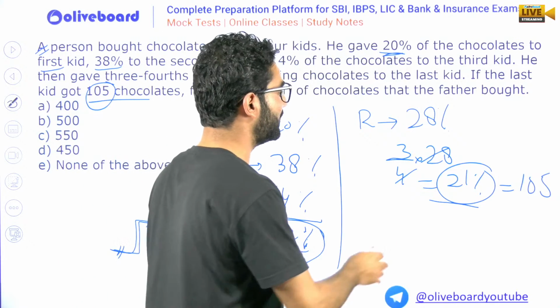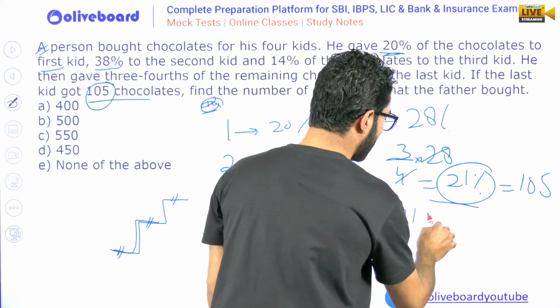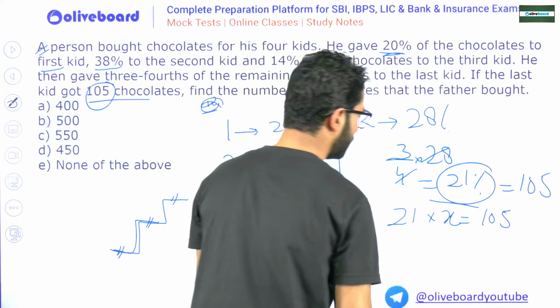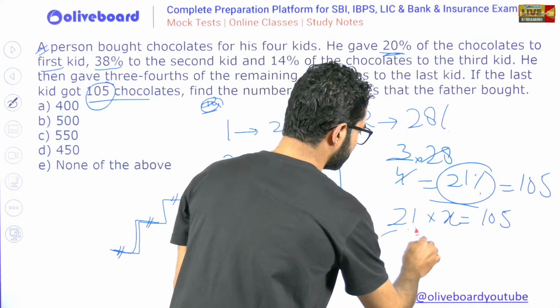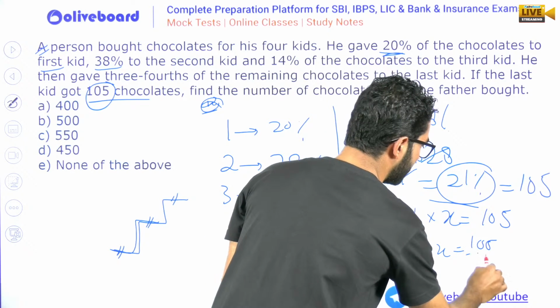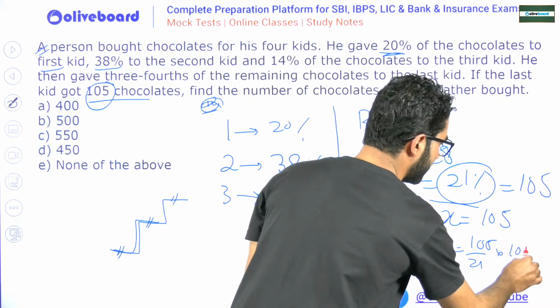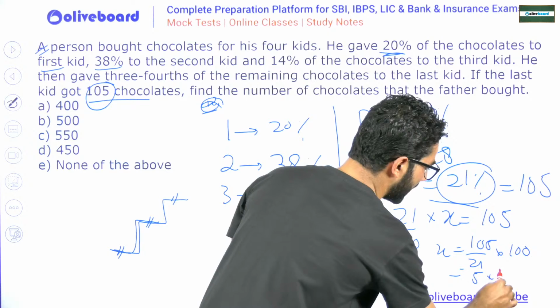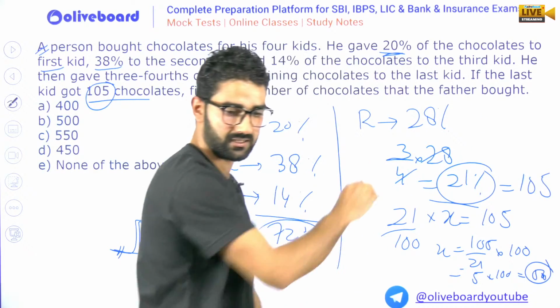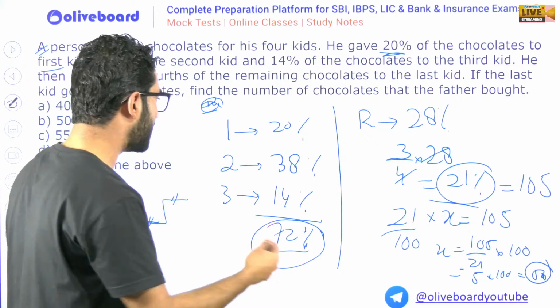And now if you see, 21 percentile of the total chocolate, let's assume x, will be 105. So you can write x will be 105 divided by 21 multiplied with 100. That will be 5 multiplied with 100, 500. So don't think that I am making this calculation complicated, sir. You can make it quite simple.